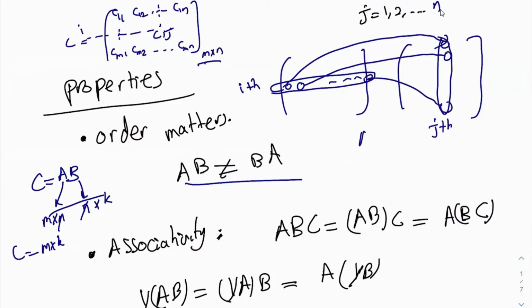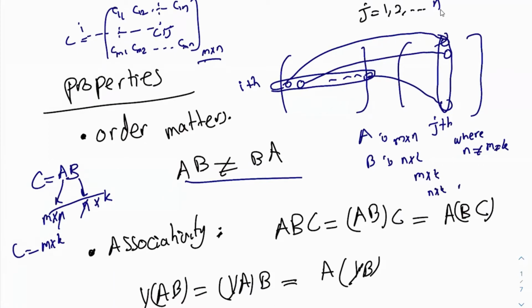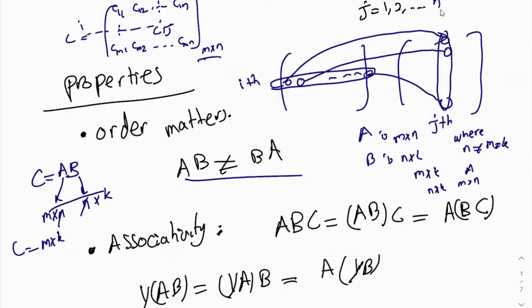For example, let's say A is m by n and B is n by k, where n, m, and k are all different. Let's see what happens to AB. AB is going to be m by k, so we have no problem with this. But what about BA? We are going to multiply an n by k matrix by an m by n matrix. But guess what? If you multiply them together, k and m should be equal. Why? Because the number of columns of the first matrix should be equal to the number of rows of the second. So m should be equal to k.